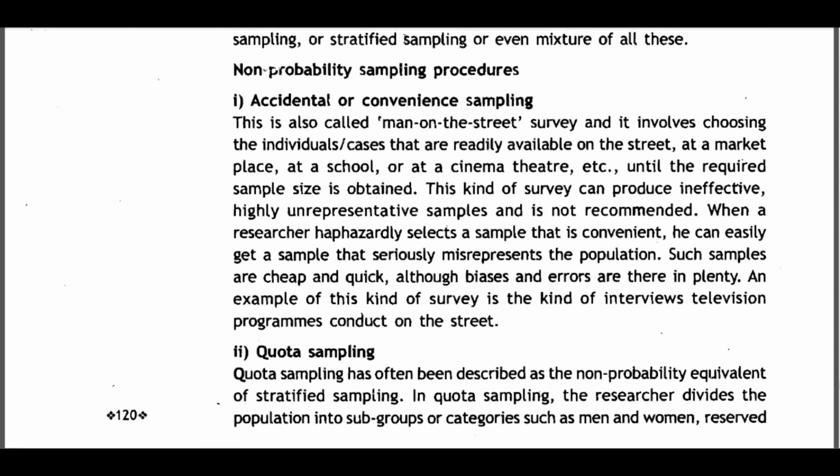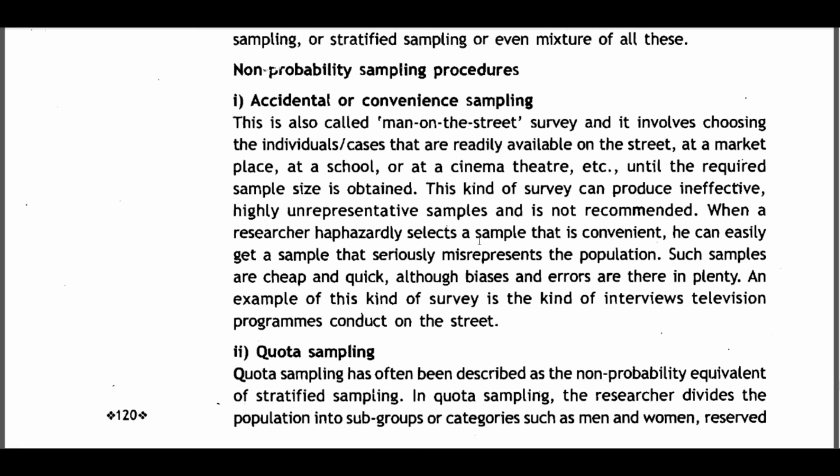Non-probability sampling procedures. 1. Accidental or convenience sampling. This is also called man-on-the-street survey, and it involves choosing the individual cases that are readily available on the street, at a marketplace, at a school, or at a cinema theater, etc., until the required sample size is obtained. This kind of survey can produce ineffective, highly unrepresentative samples, and it is not recommended.